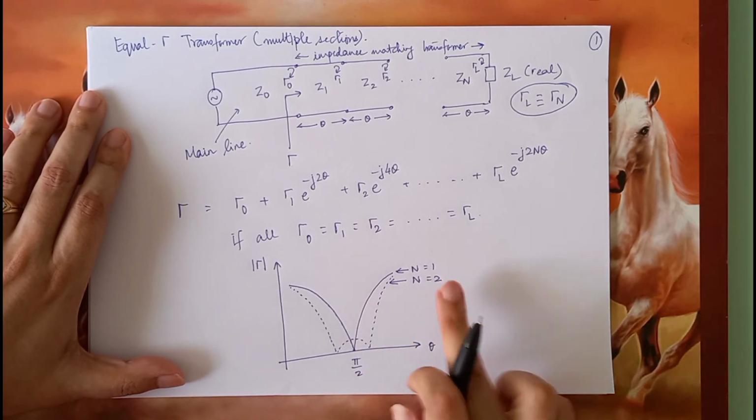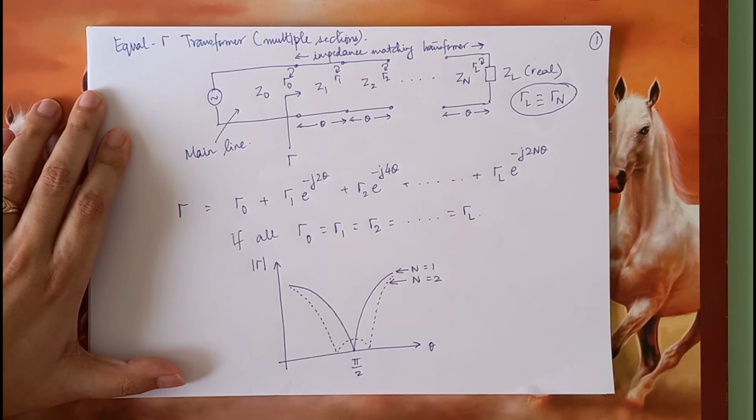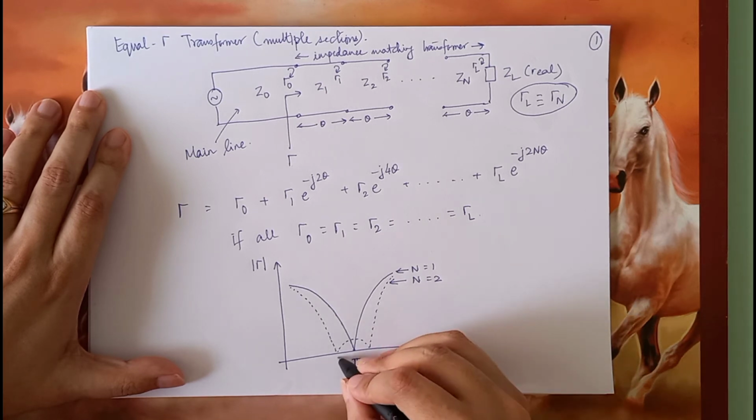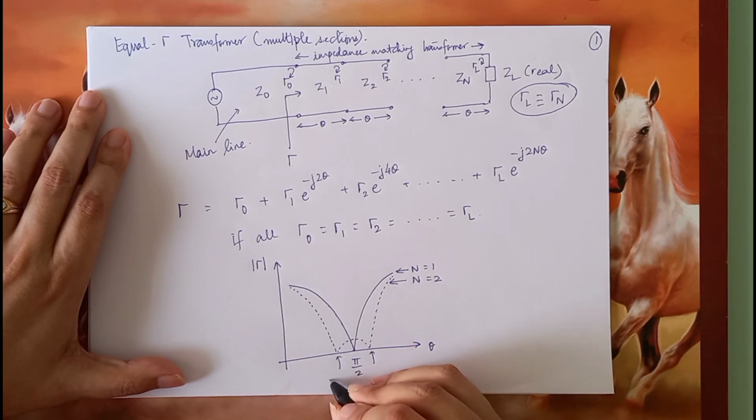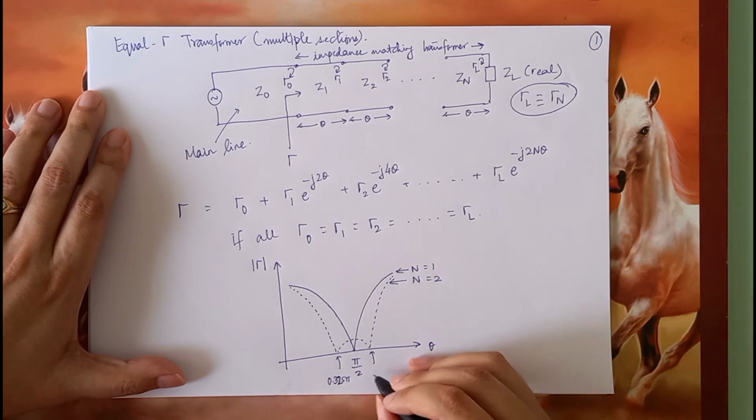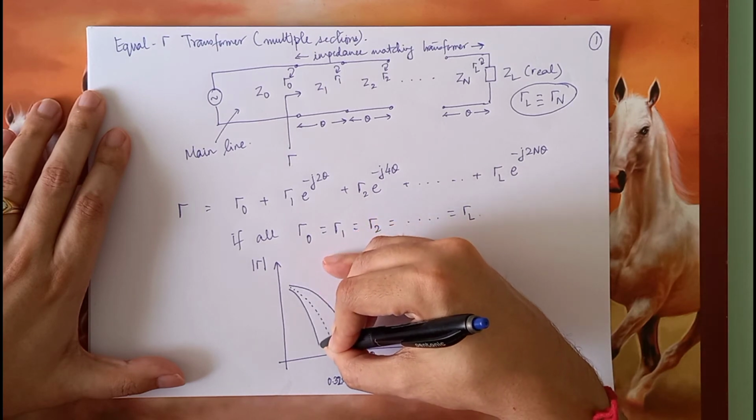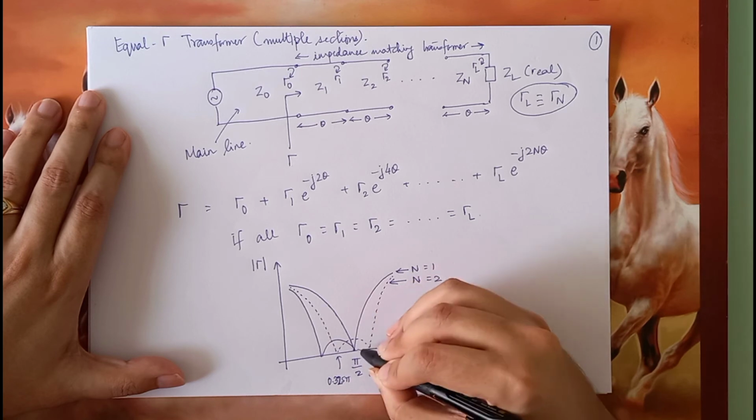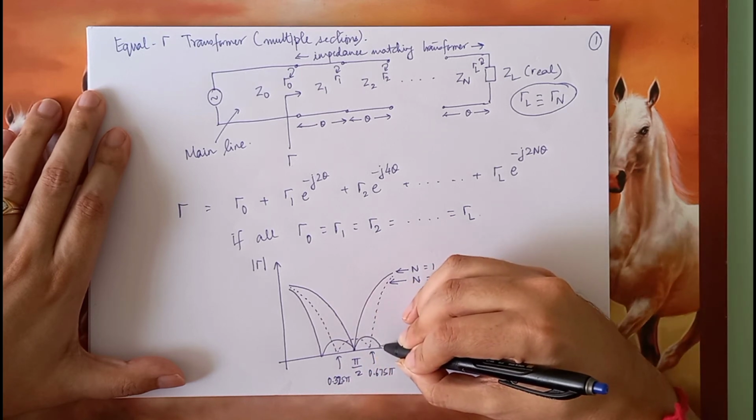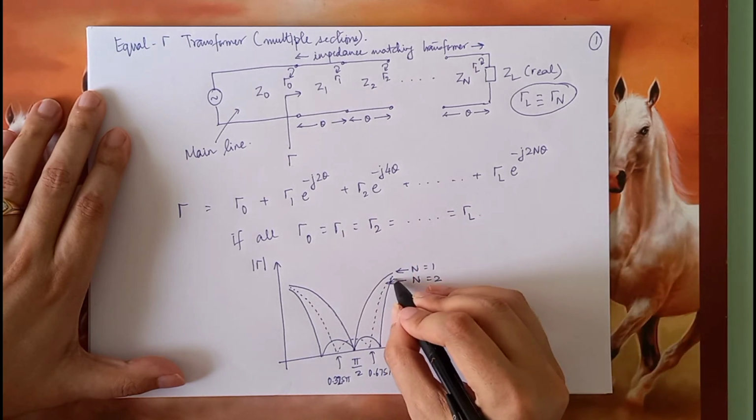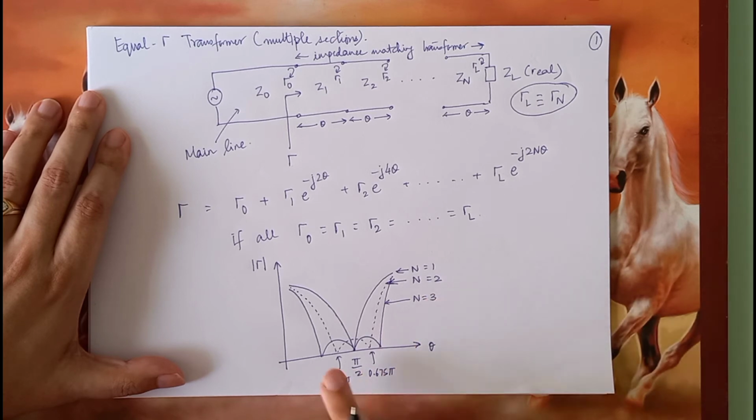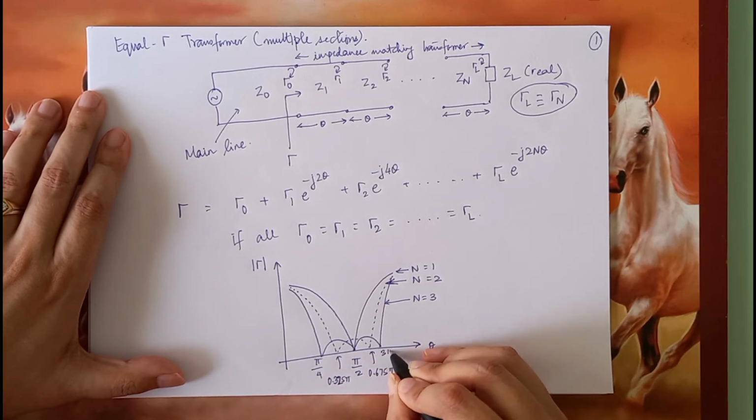There are essentially 2 minima because n is now 2, and we had found some values for these minima also. So if I am not wrong, they were 0.325 pi and 0.675 pi. Something like that. And we also saw for n equal to 3, there are 3 minima. One minimum is at pi by 2, the first is at pi by 4, and the third is at 3 pi by 4.